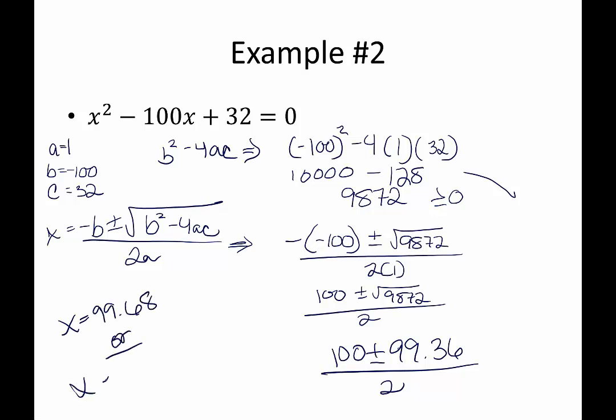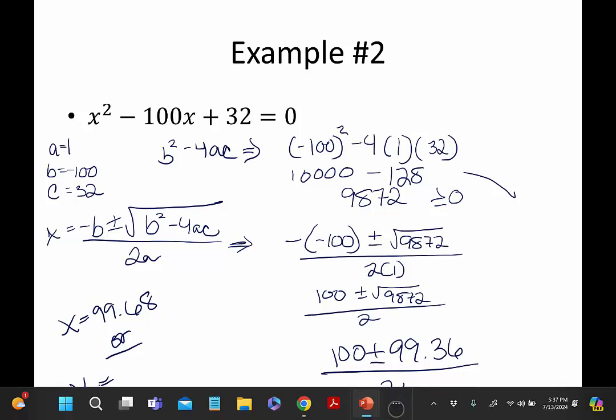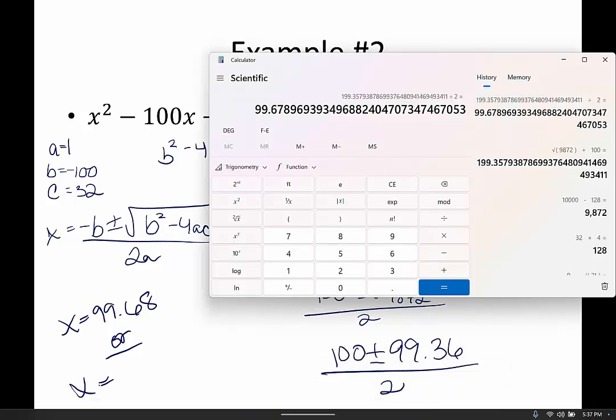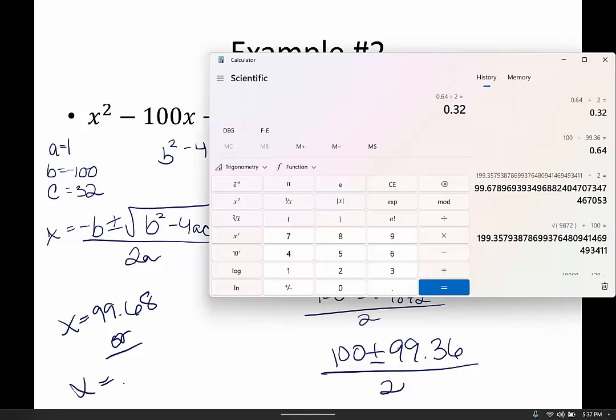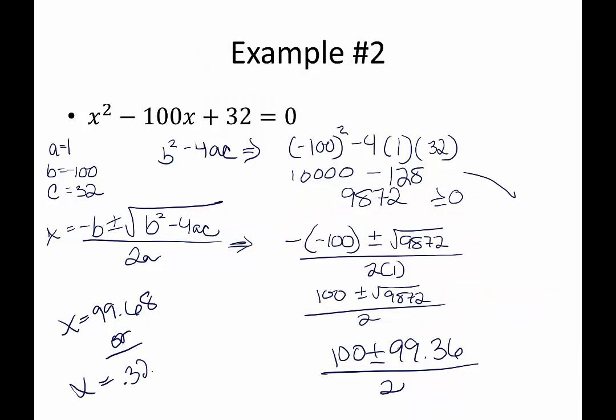Or it's going to be very close to 0. 100 minus 99.36 divided by 2 is 0.32. So those are my solutions.